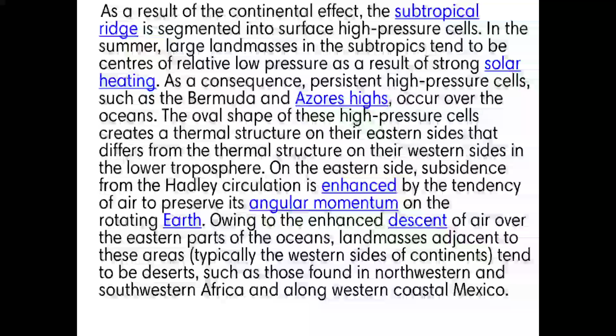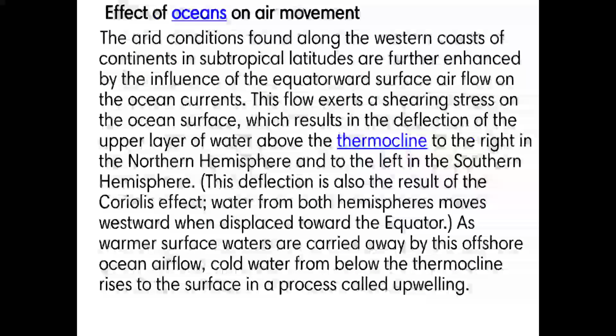On the eastern sides, subsidence from the Hadley circulation is enhanced by the tendency of air to preserve angular momentum on the rotating Earth. Owing to the enhanced descent of air over the eastern parts of the ocean, land masses adjacent to these areas, typically the western sides of the continents, tend to be deserts, such as those found in northwestern and southwestern Africa and along western coastal Mexico.